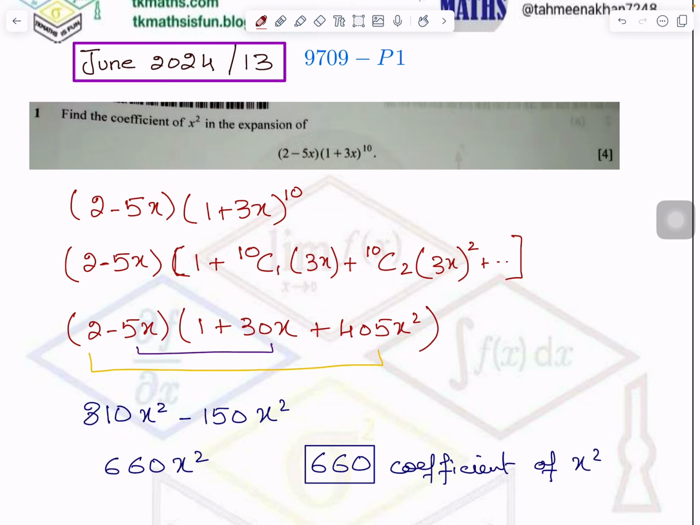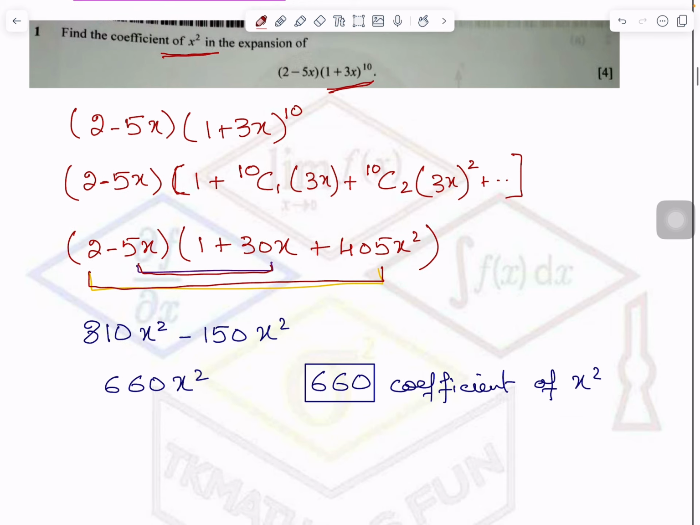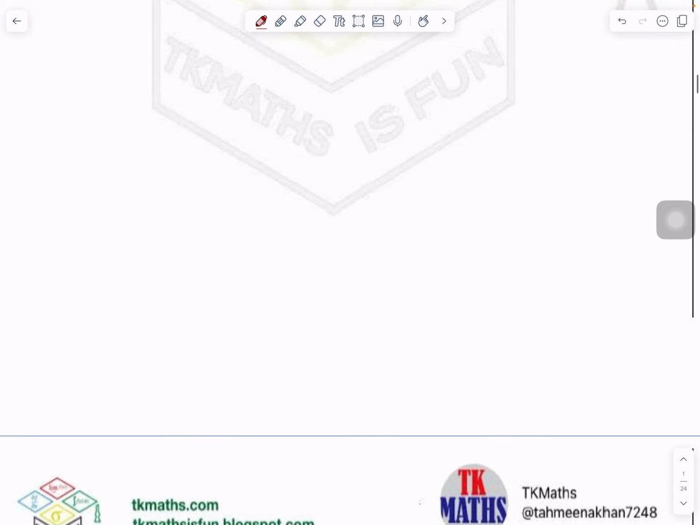So binomial expansion, you can see the question here. The important thing is that we have to expand this. We have to find the coefficient of x squared. After the expansion, I'm multiplying only those terms where I will get x squared. So 2 multiplied by this term and 5x multiplied by this term, so I will get the coefficient of x squared. The basic formula will be given to you in MF19.